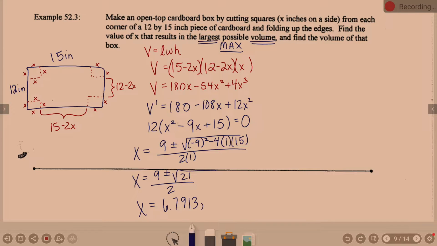6.7913 is my four decimal places for Saxon book. AP, minimum three, folks. So don't, I was tempted. I almost screwed up and said 6.79. Don't. Okay. And then I'm doing 9 minus the square root of 21, divided by 2. 2.2087.